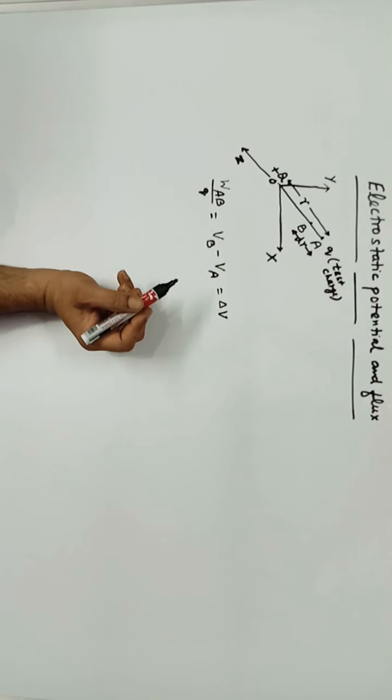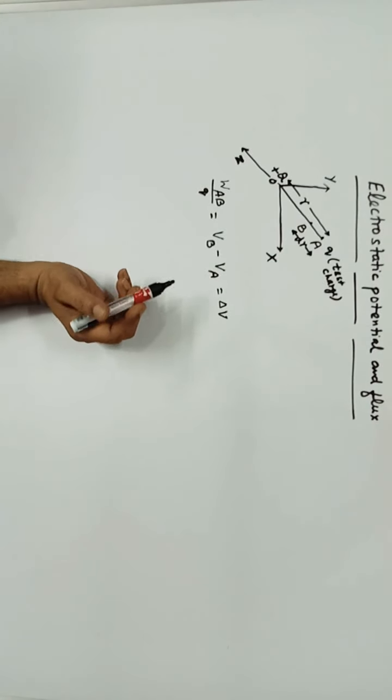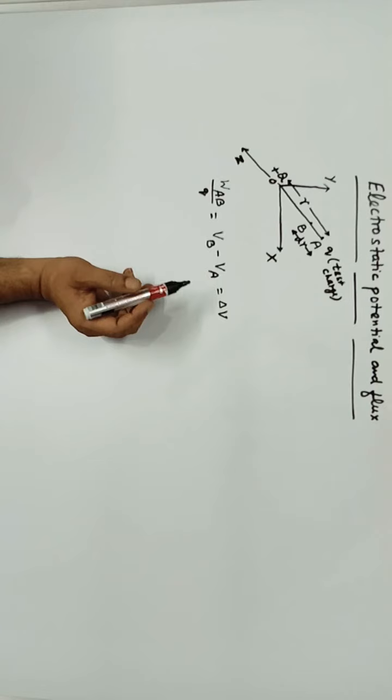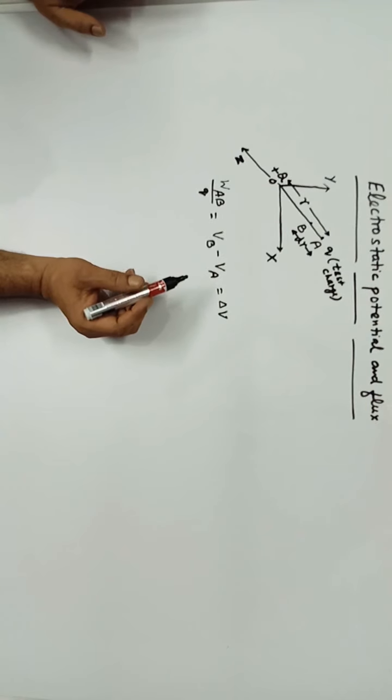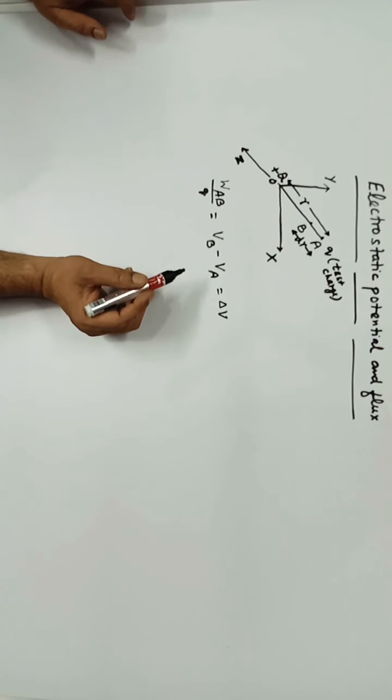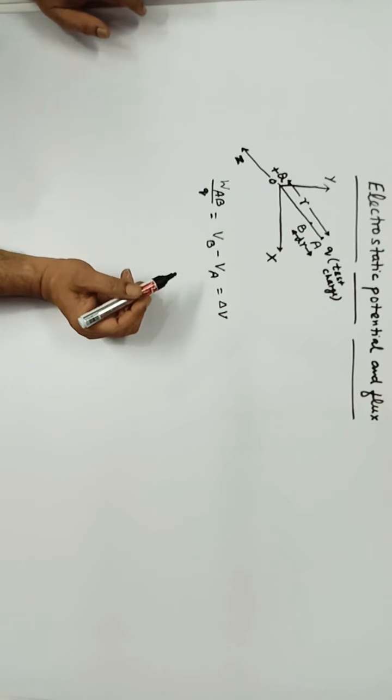Now the next one is electrostatic potential energy. Energy means the work done. It is defined as the minimum work required to be done by the external force in moving without acceleration a test charge q from A to B.